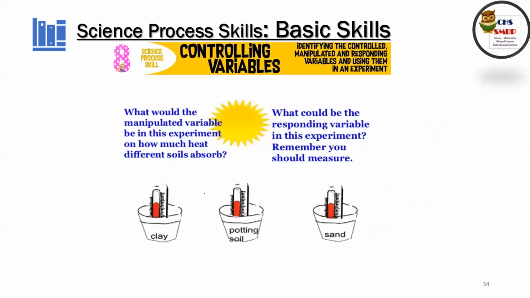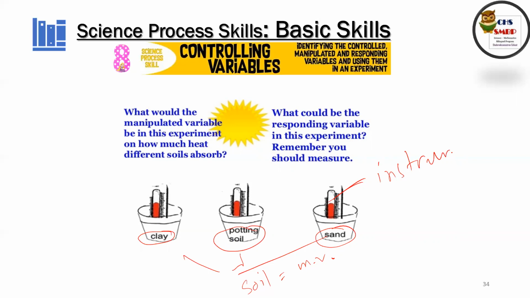Now if you look at this example, what can you see? You see three types of soil, so you change the soil type. So soil is the manipulated variable. Then you see the thermometer, that is an instrument, right? And then you see the sunlight. So what would be measured in this experiment? How much heat different soils absorb.